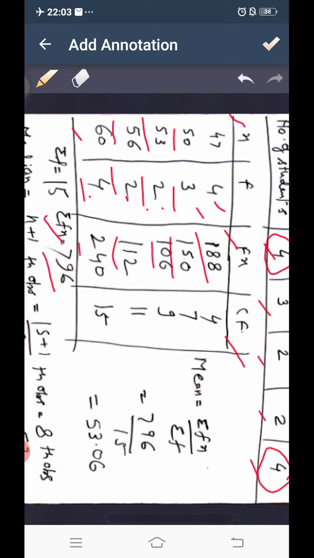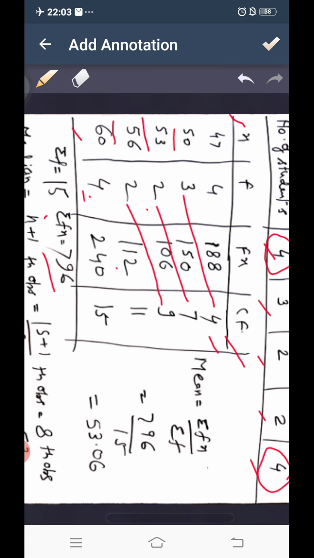Now for median we require cf, cumulative frequency. The first frequency is 4. The second will be 4 plus 3, that is 7. Then 7 plus 2, 9. Then 9 plus 2, 11. 11 plus 4, that is 15. So here we have got all the cumulative frequencies.